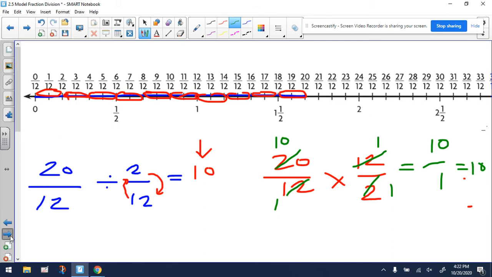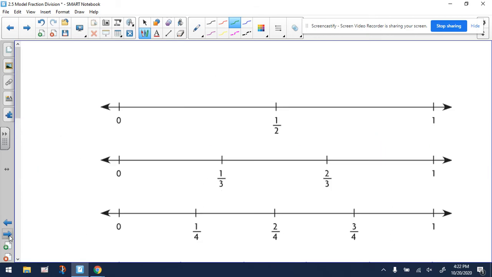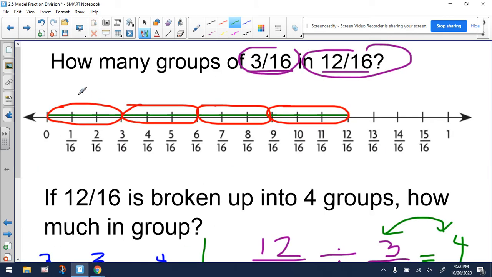Let's take a look at another example. Let's find one that's already ready to go. All right, so here's one. How many groups of 3/16 are in 12/16? So we have traced here in green 12/16. And if we count the groups of 3/16, here's a group of 3/16, there's 1, 2, 3/16 right here. Here's another group, here's another group, and here's another group. So we can visually see that the answer is that we have 4 groups.